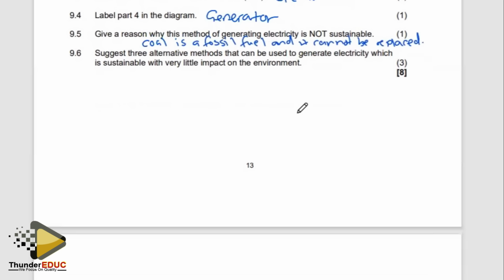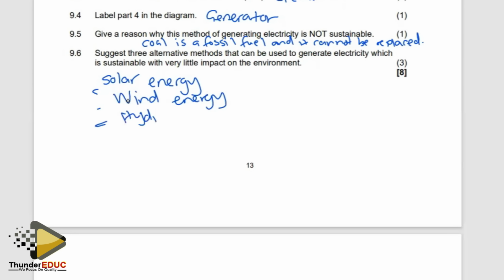Suggest three alternative methods that can be used to generate electricity, which is sustainable with very little impact on the environment. Basically, the resources that can be used with very little impact on the environment are the renewable resources. So you're going to state the renewable resources that we have. We have solar energy, we have wind energy, we have hydro energy that is from water, because these are renewable. They don't have much impact on the environment.